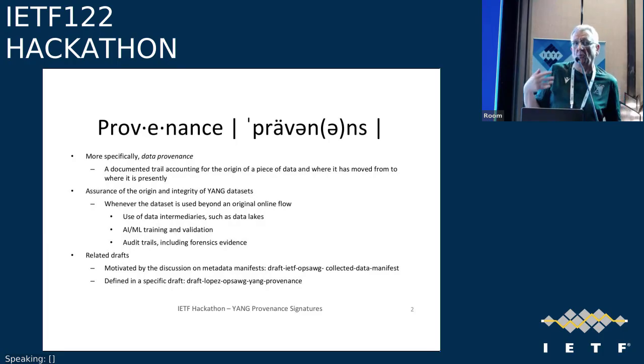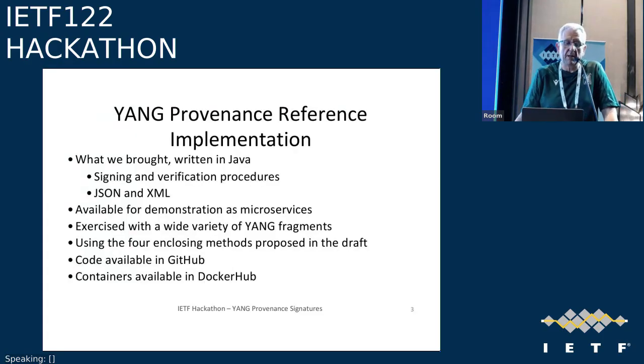Originally the idea appeared during a discussion for the draft on metadata manifest for YANG datasets. From this, we started to elaborate and build the provenance idea. The provenance is supported by using or inserting COSE signatures inside different YANG elements, using four different what we call enclosing methods depending on the nature of the YANG fragment.